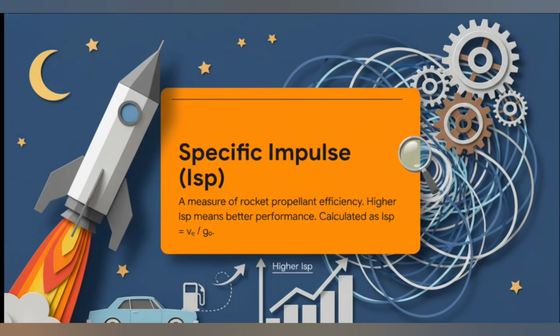So how do we know how efficient an engine is? Well, for that, we use a measure called specific impulse, or ISP. The easiest way to think about it is like a car's miles per gallon. A higher ISP means the engine is squeezing more thrust out of every single drop of propellant, mostly by getting a higher exhaust velocity. It's the name of the game for fuel economy in space.